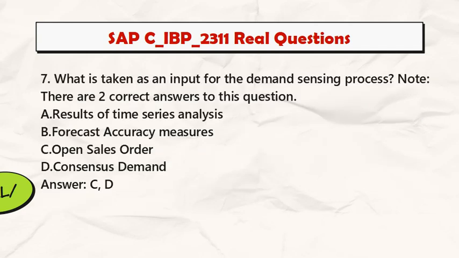7. What is taken as an input for the demand sensing process? Note: There are two correct answers to this question. A. Results of time series analysis. B. Forecast accuracy measures. C. Open sales orders. D. Consensus demand. Answer: C, D.